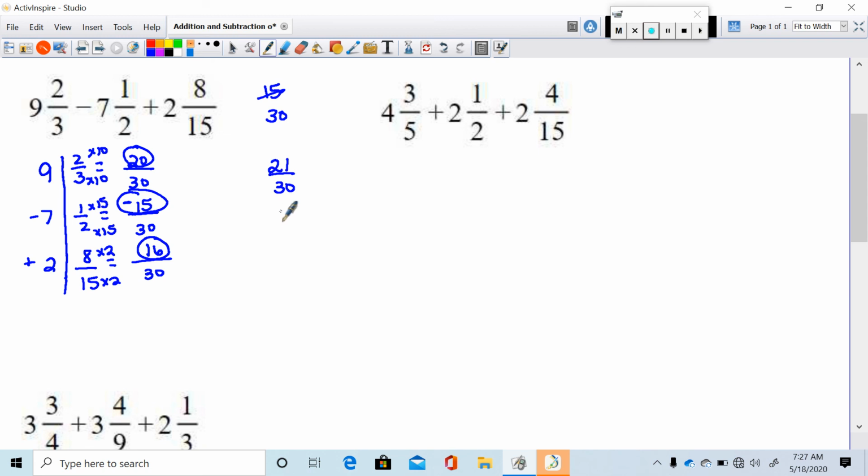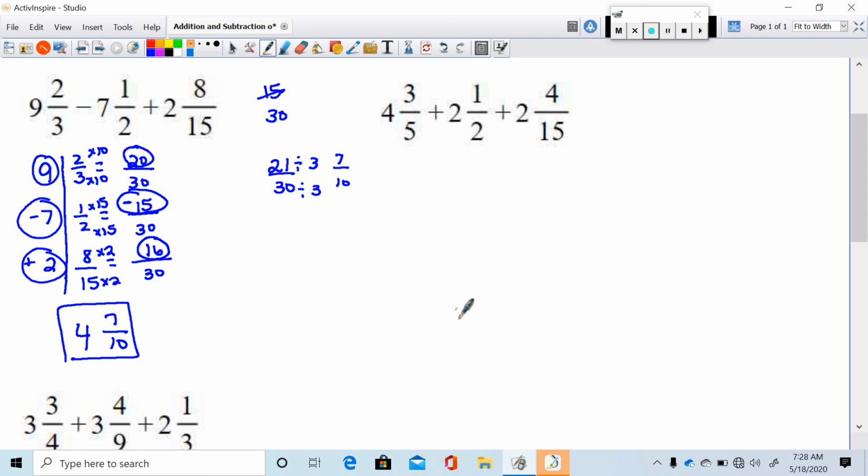And you can simplify that even more. You can divide those by 3. Everything has to be simplified as its final answer. So 21 divided by 3 is 7. 30 divided by 3 is 10. So the fraction part of my answer is 7 over 10. The whole number part of my answer, 9 take away 7 is 2. And 2 plus 2 is 4. So my final answer is 4 and 7/10.